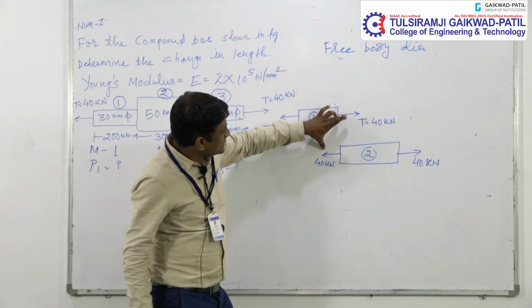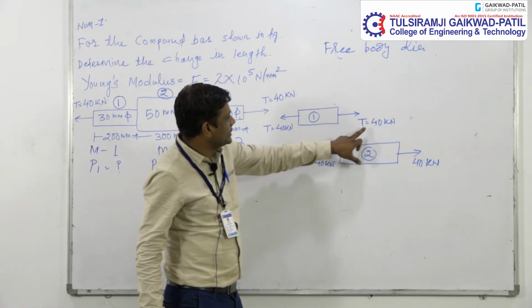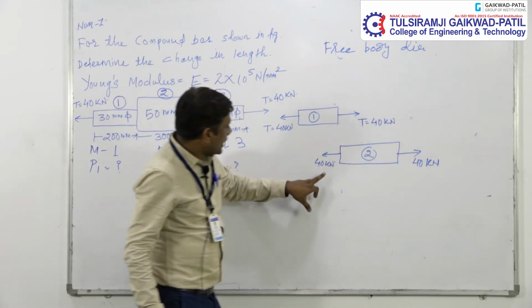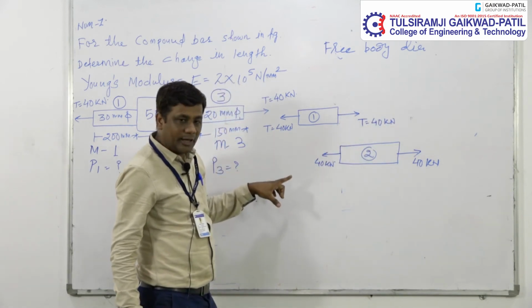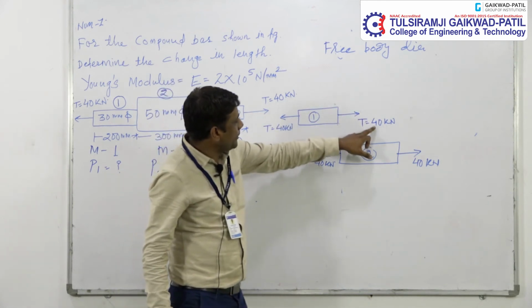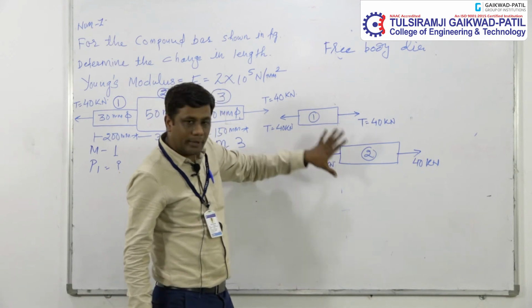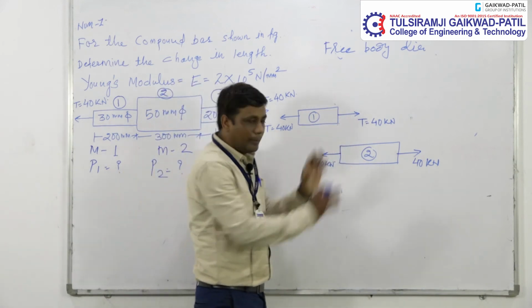So when you balance this load, this 40 is acting in the rightward direction and this 40 is acting in the leftward direction. So when we balance this force, we will get 40 minus 40 is equal to 0. Here the effect of force will be 0. So this way you have to balance the force.